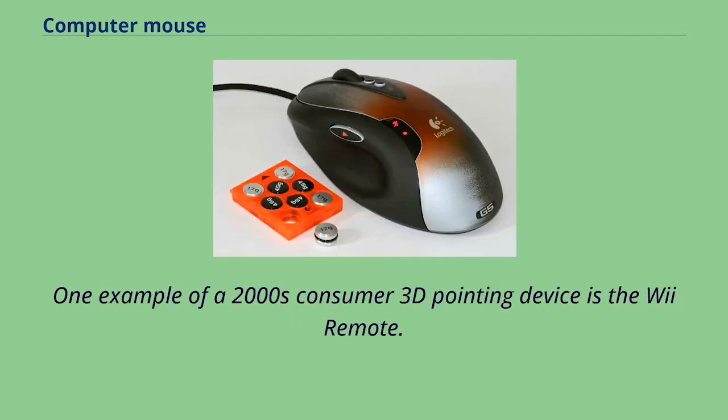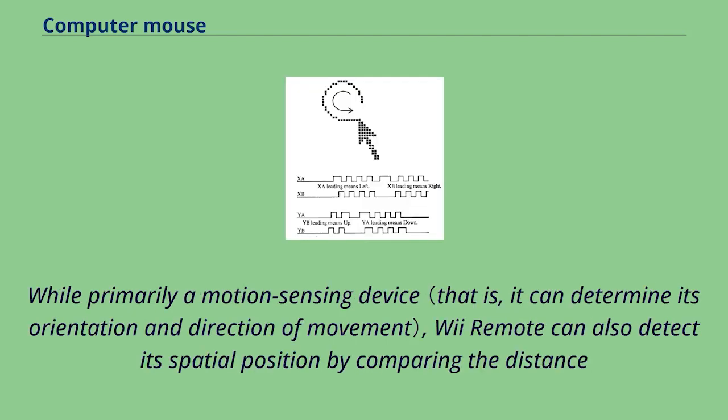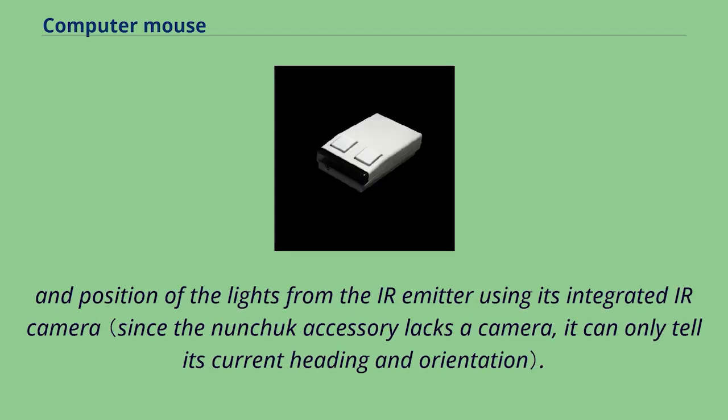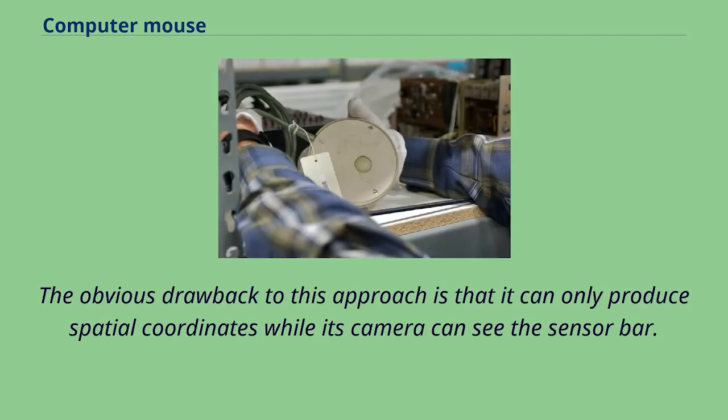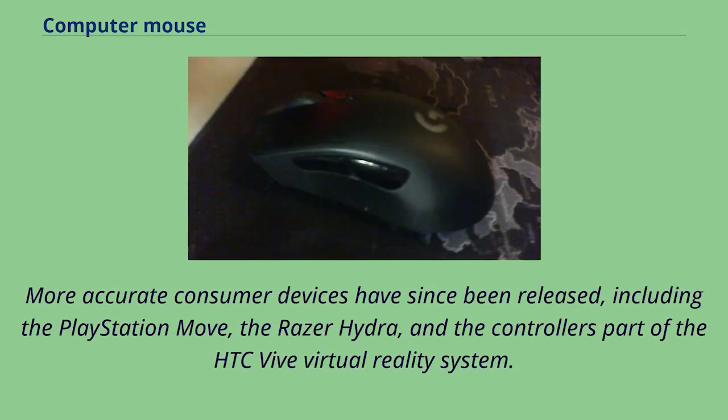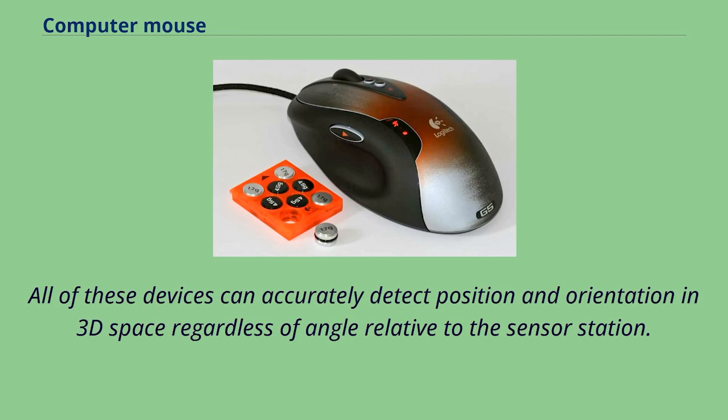One example of a 2000s consumer 3D pointing device is the Wii Remote. While primarily a motion sensing device, the Wii Remote can also detect its spatial position by comparing the distance and position of the lights from the IR emitter using its integrated IR camera. The obvious drawback to this approach is that it can only produce spatial coordinates while its camera can see the sensor bar. More accurate consumer devices have since been released, including the PlayStation Move, the Razer Hydra, and the controllers part of the HTC Vive virtual reality system. All of these devices can accurately detect position and orientation in 3D space regardless of angle relative to the sensor station.